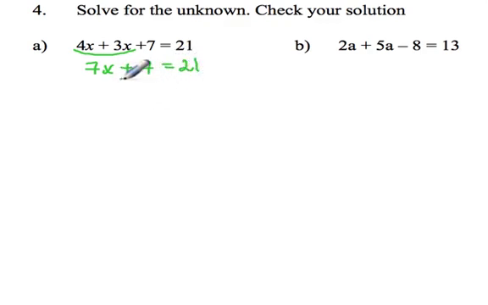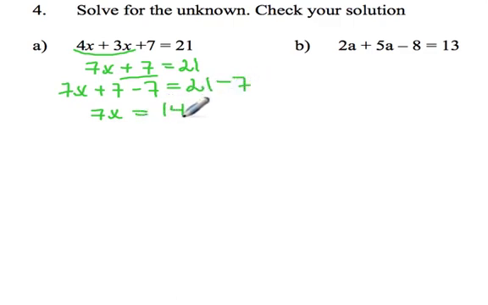Now the separate value is 7, so we are going to deal with that first. I'm going to have to subtract it on the left side, and that's going to move it to the right, because if I subtract on one side, I have to subtract on the other as well. 7 take away 7 is 0, leaves 7x on the left. 21 take away 7 equals 14.